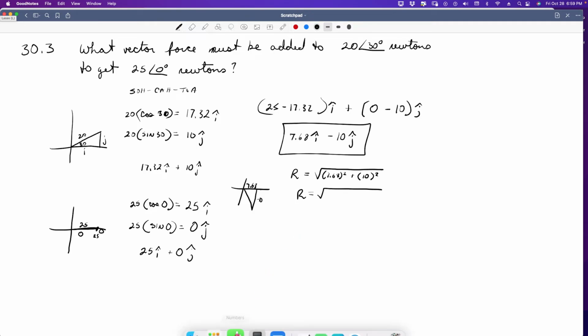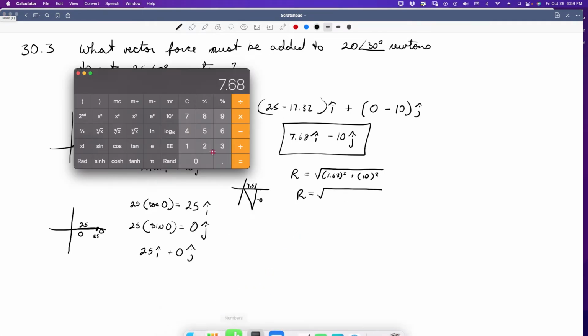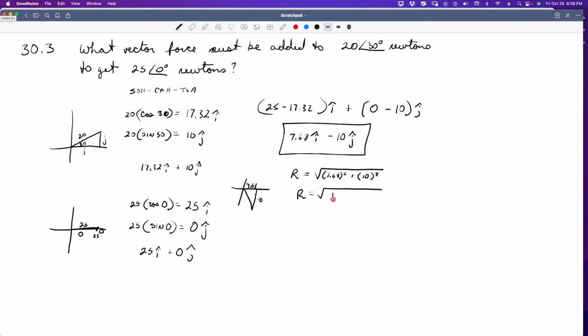When we do the math and put that in the calculator, 7.68 squared plus 10 squared is equal to something. Hang on, I don't have it calculated for me. 7.68 squared, and we know that 10 squared is 100. So it's 158.9824. And when we get the square root of that, it is 12.61. All right, so 12.61 is going to be our hypotenuse.